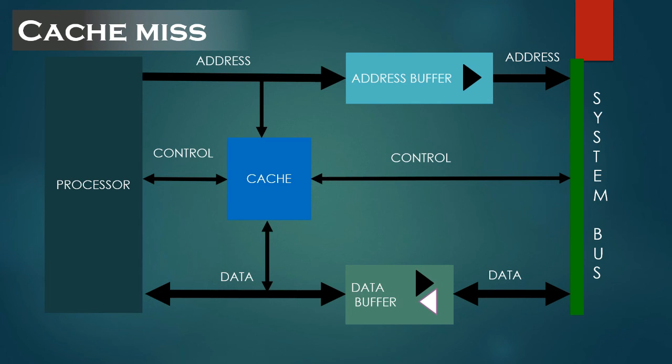In other organizations, the cache is physically interposed between the processor and the main memory for all data, address, and control lines. In this latter case, for a cache miss, the desired word is first read into the cache and then transferred from cache to processor.